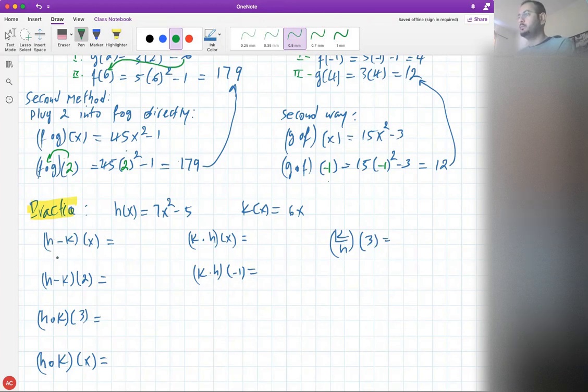H is 7x squared minus 5, minus 6x. Everybody else, you guys got the same answer? Yep. Okay, that's simple. Nothing to combine. For the multiplication of the two, what did you get? I got 42x cubed plus 3 minus 30x. That's right. Just multiplying these two, distributing.